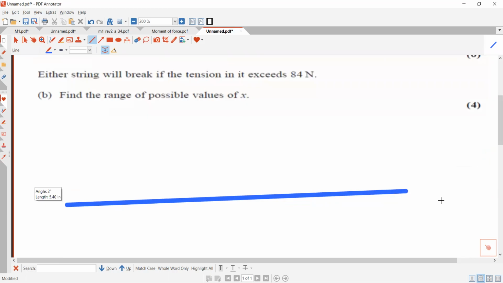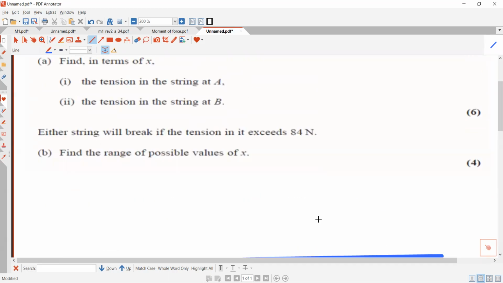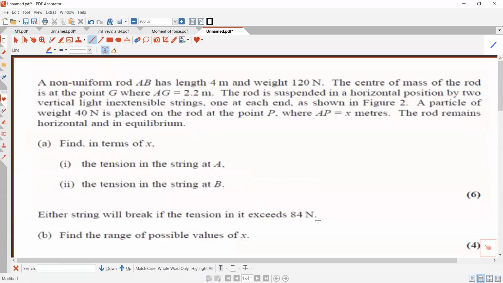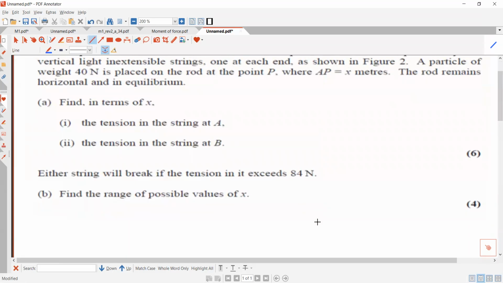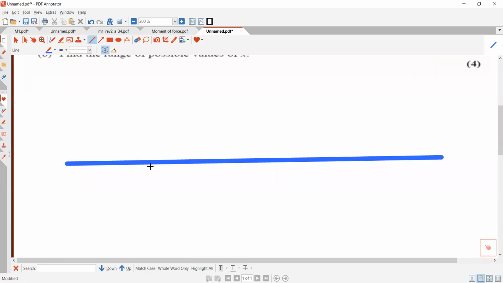So this is the non-uniform rod. It looks uniform, but it's a non-uniform rod, and it has a weight of 120 Newton. Since it's non-uniform, I don't know where my weight is. The center of the rod is at point G, where AG is 2.2 meter. So they have given us where it is.